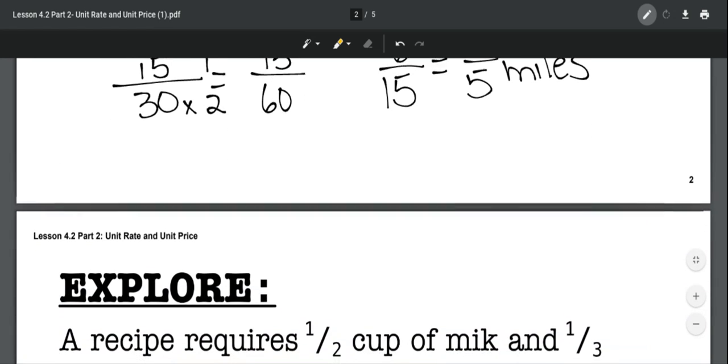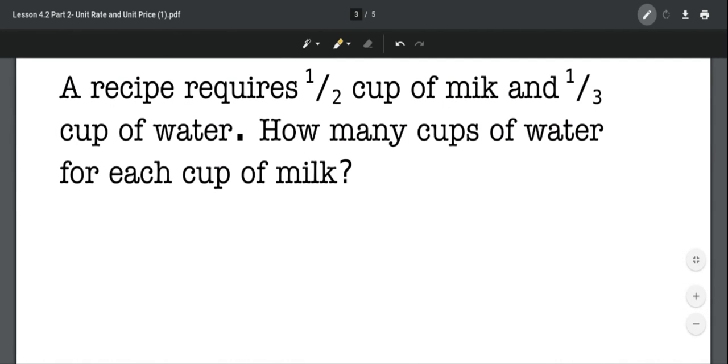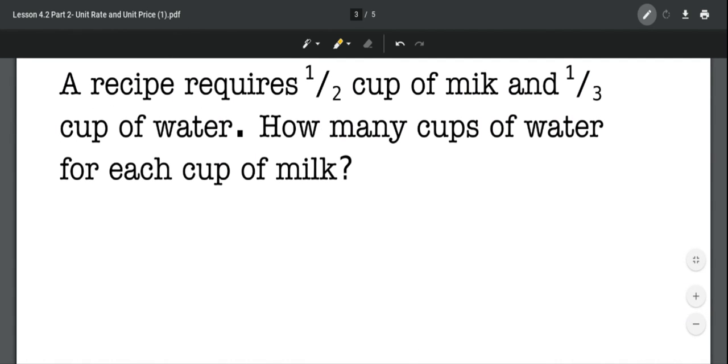Let's take a look at another example. In this problem, a recipe requires 1/2 cup of milk and 1/3 cup of water. How many cups of water for each cup of milk? So this problem is comparing milk to water.